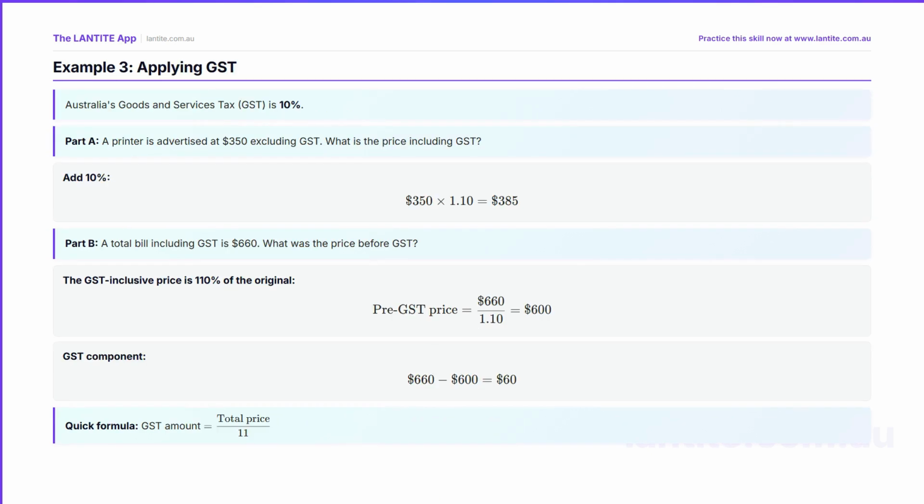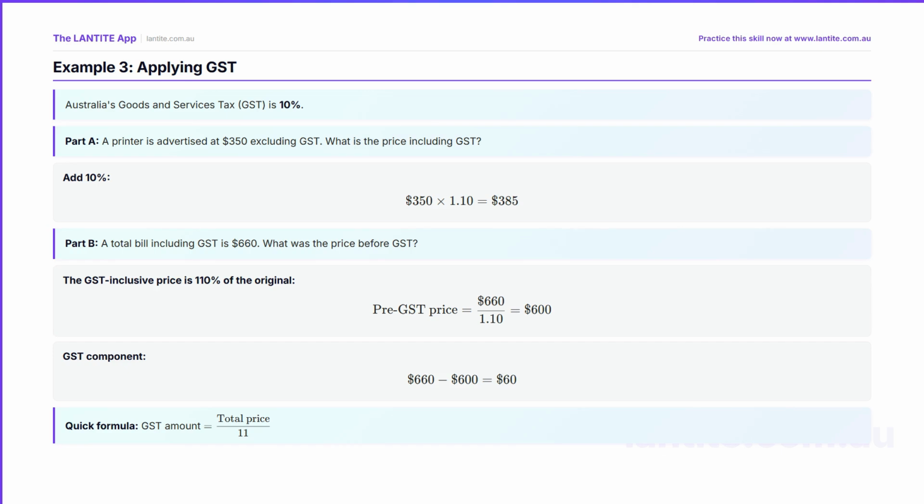GST in Australia is 10%. For Part A, a printer costs $350 excluding GST. To add 10%, multiply by 1.1 to get $385. For Part B, a total bill including GST is $660. The GST-inclusive price is 110% of the original, so divide by 1.1 to get $600. The GST component is $60.